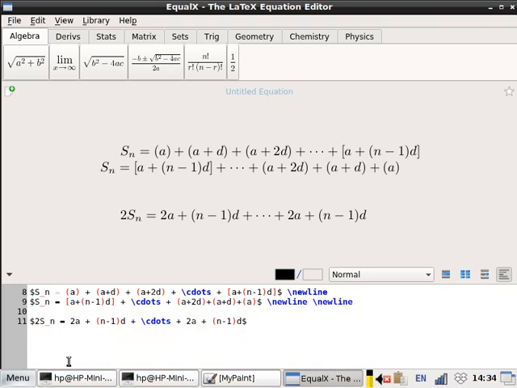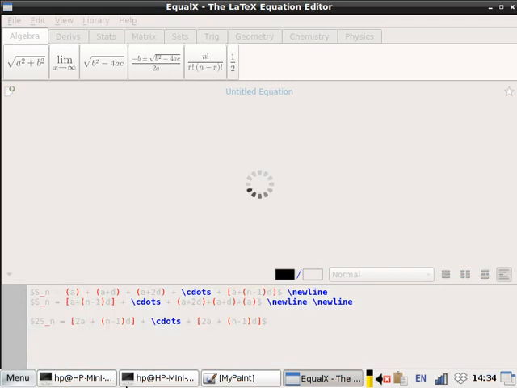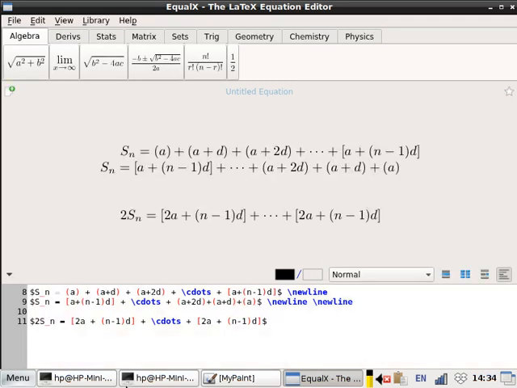Now, how many of these guys do I have? I'll put in square brackets to help you see. So how many of these guys here do I have? Well, I wrote down 2, but yeah, how many altogether, if you think about it? N of them. I have N of them, yeah.